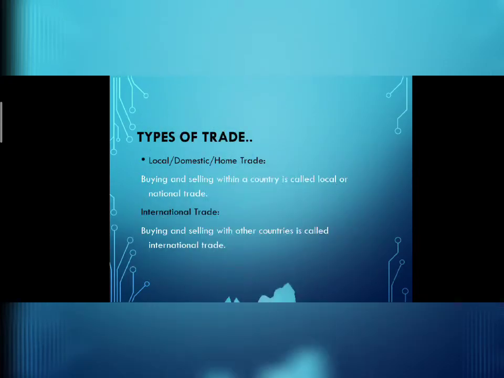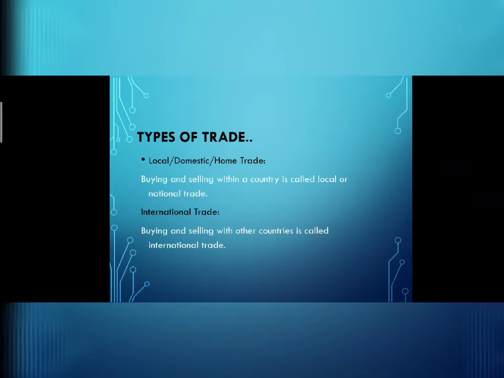Now, types of trade. I think you better know about the trade. Trade is buying or selling of things, sometimes within the country or sometimes with other countries. So there are two types of trade: local trade or foreign trade. We can say internal trade or local trade, or international trade.